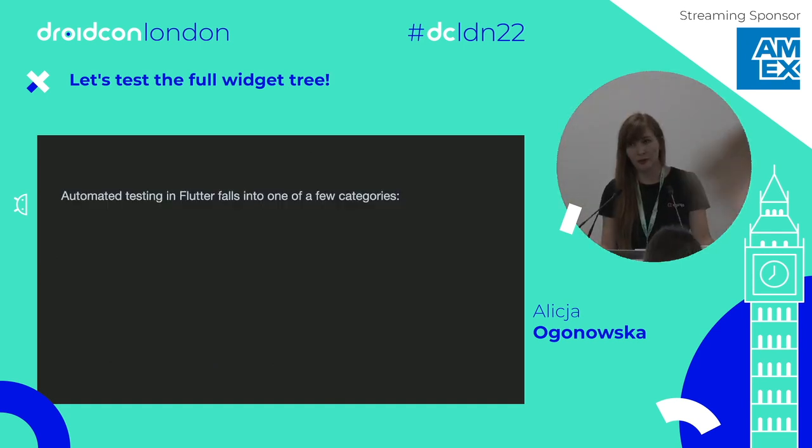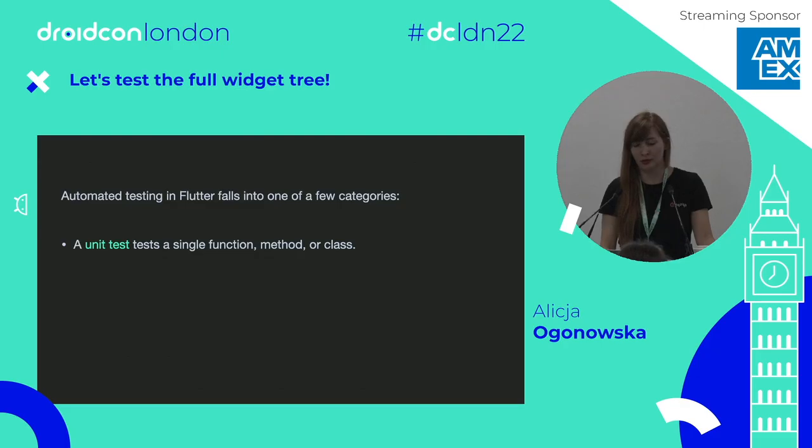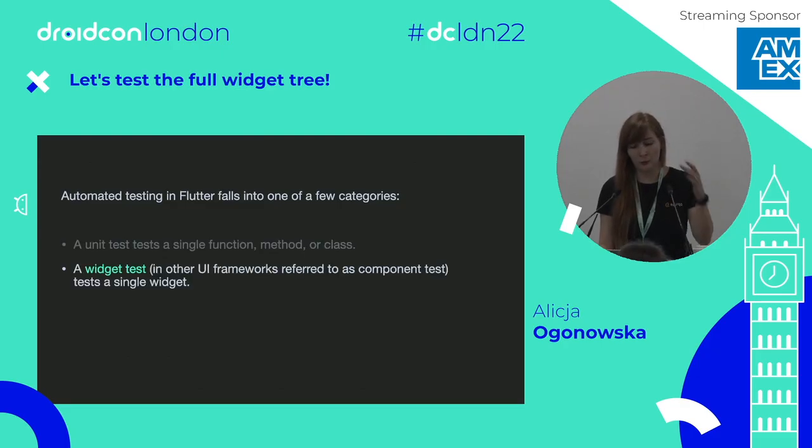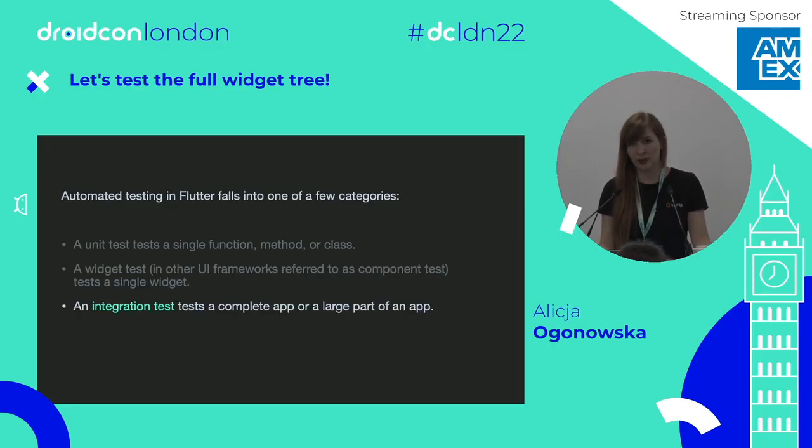And when it comes to Flutter, automated testing falls into one of a few categories. We have unit tests that test one method or a class. Widget tests, which are also called component tests, which let you test a single widget. And there are also integration tests that run on a device or an emulator and let you test a complete app, or at least a large portion of it. Does any one of you have any experience with writing integration tests?